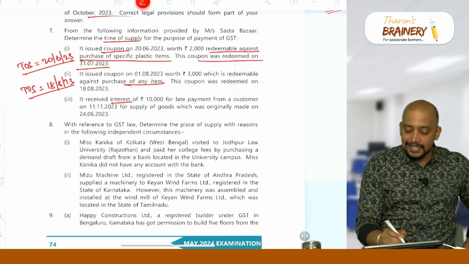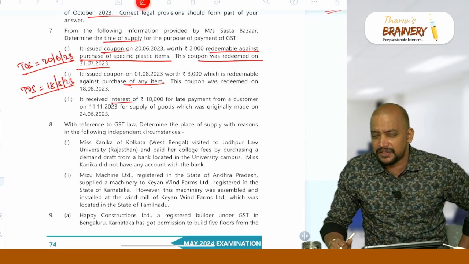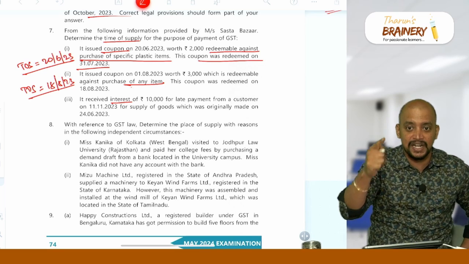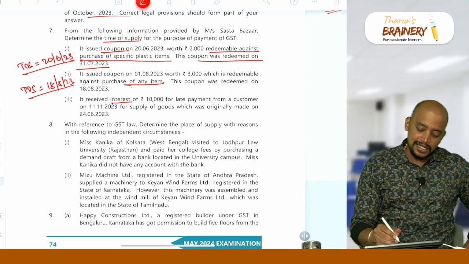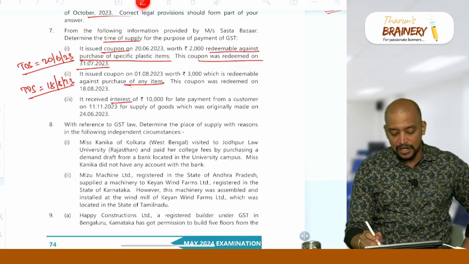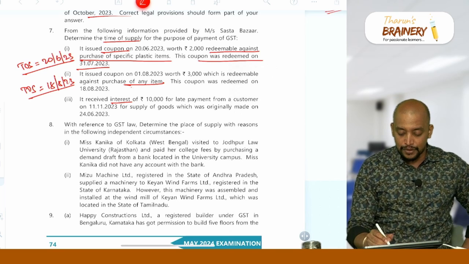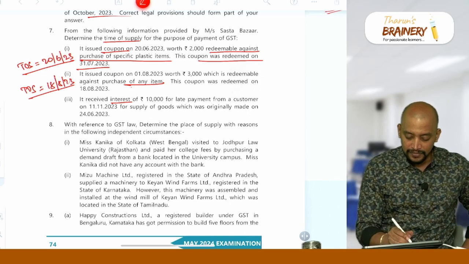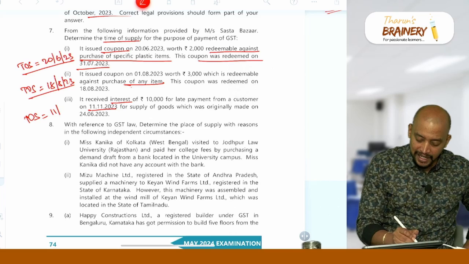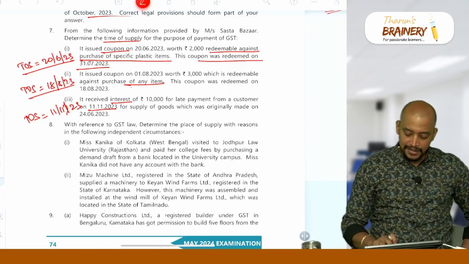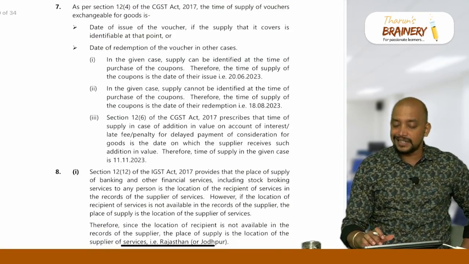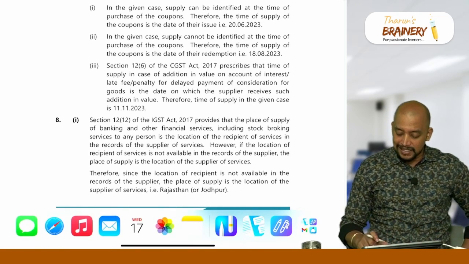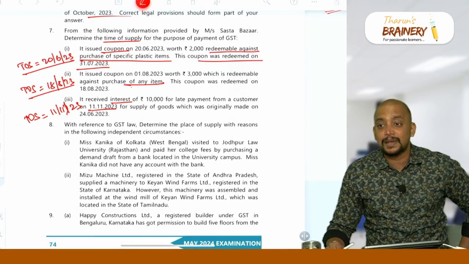It received interest. Come on, what is the time of supply in case of interest? Interest, late fee or penalty for delay in receipt of consideration. The time of supply will be on receipt basis, whenever it is actually received. So it received an interest of 10,000 for late payment from a customer on 11/11/2023 for supply of goods, which was originally made on 24/6/2023. When are they receiving? So time of supply will be 11/11/2023. So see the answers for this. First one 26, next one 18/8, and third one will be 11/11/2023. And for this, what is the subsection? If you are able to remember, 12 subsection 6.